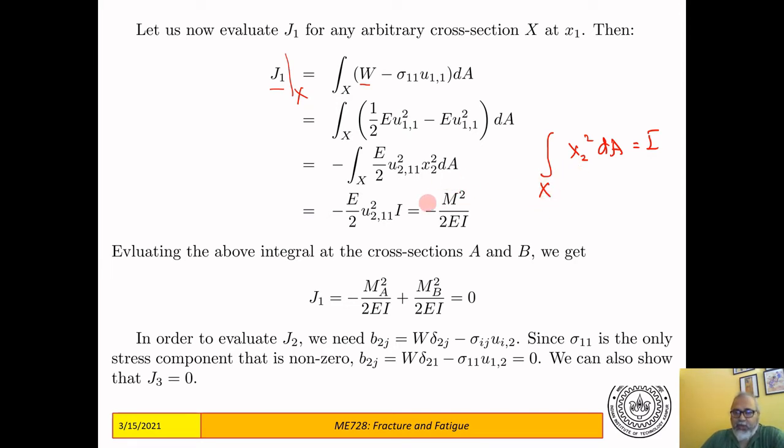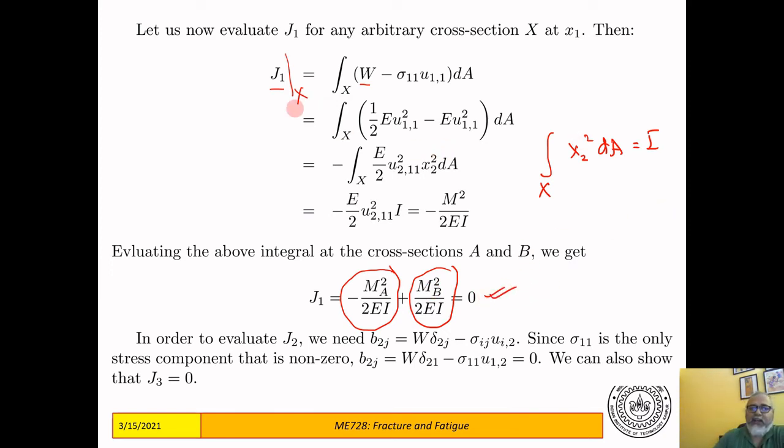It is equal to M square minus 2EI. You evaluate it at A, it is minus Ma square by 2EI. Evaluated at B, it is Mb square by 2EI. Since Ma and Mb are equal and opposite to each other, this is equal to 0.